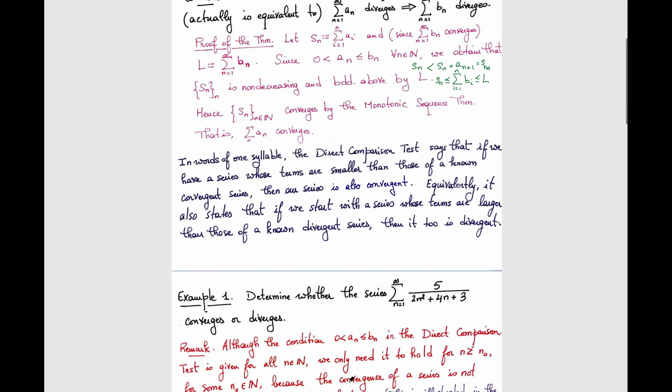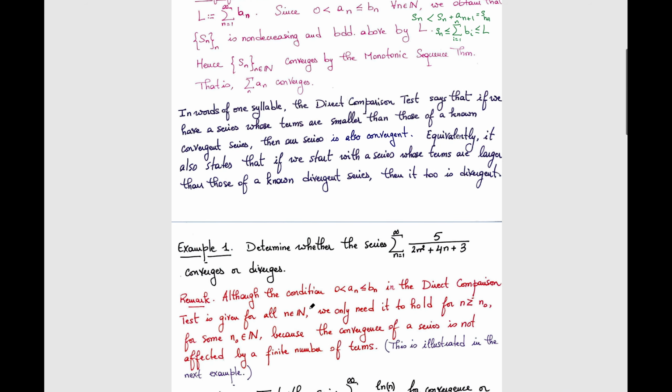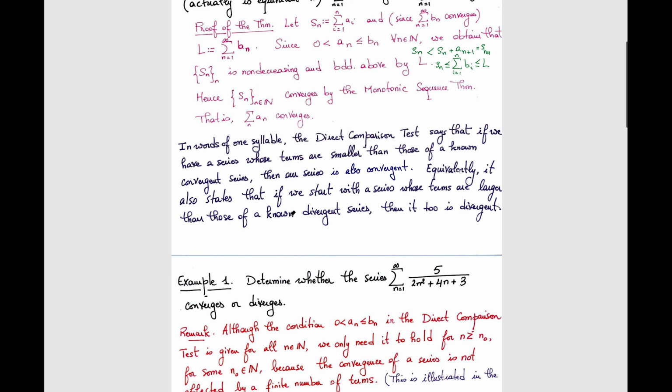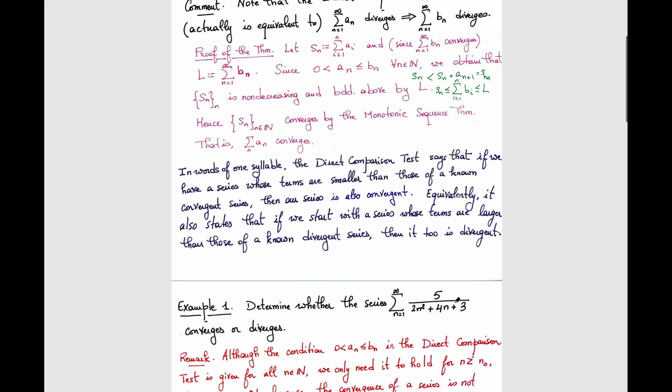All right. Let's look at this example. Determine whether the series, this one, is convergent or divergent. Well, let's apply the direct comparison test. We would like to compare this series to something that's either convergent or divergent. Well, the dominating term downstairs as n increases is 2n squared. So let's compare this series with the series whose terms are 5 divided by 2n squared, just this part.